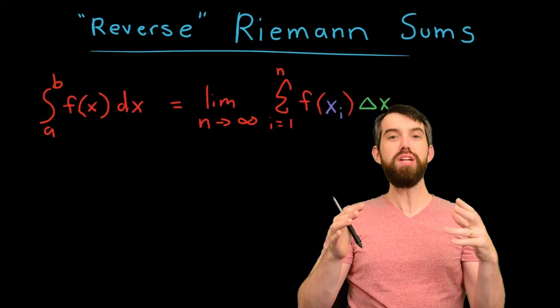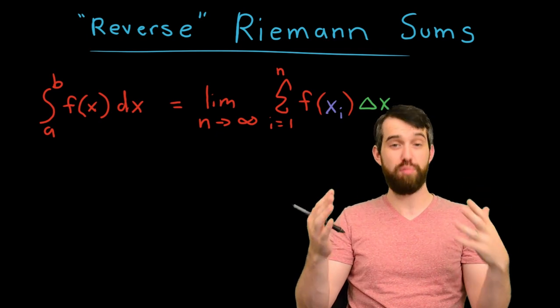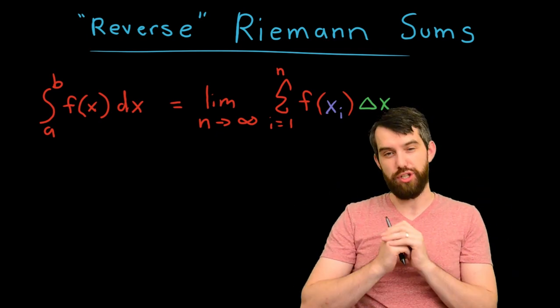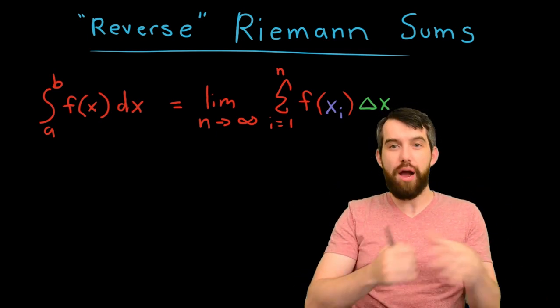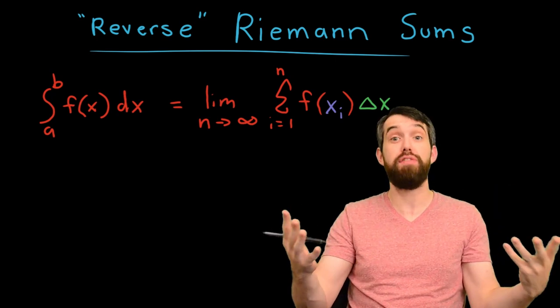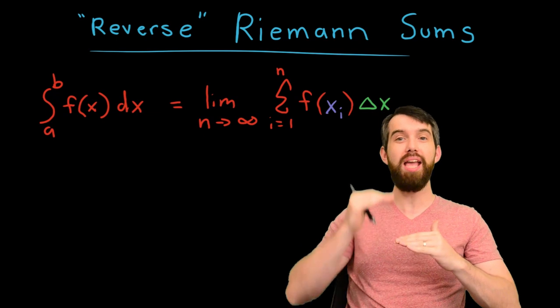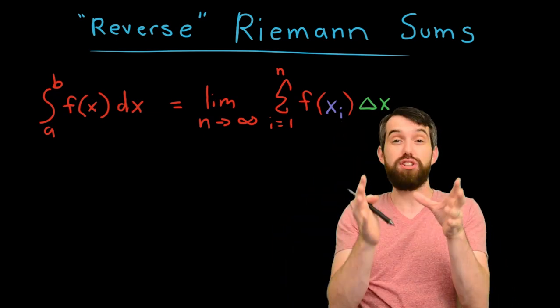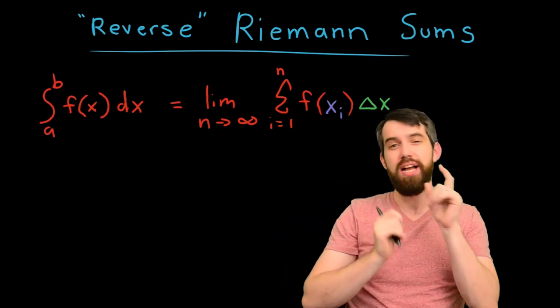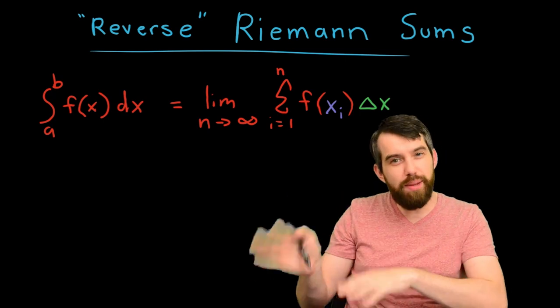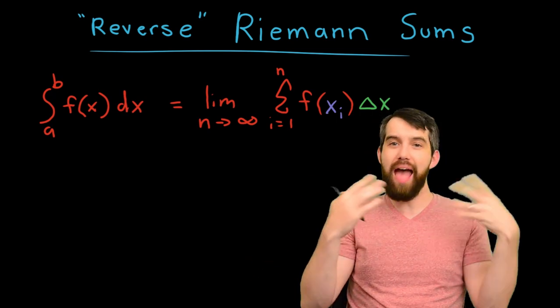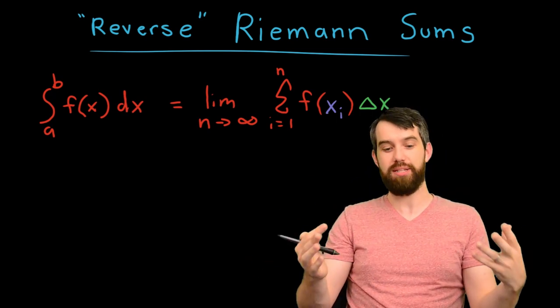In this video, I want to talk about a particular type of problem involving Riemann integration. So what I've written down here is the definition of the integral via Riemann sums. In other words, I'm saying the integral from a up to b of some function f of x dx is defined to be this limit of the sum of f of xi's delta x.